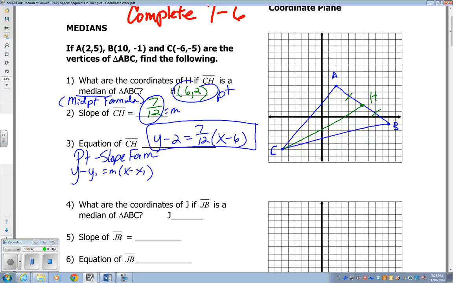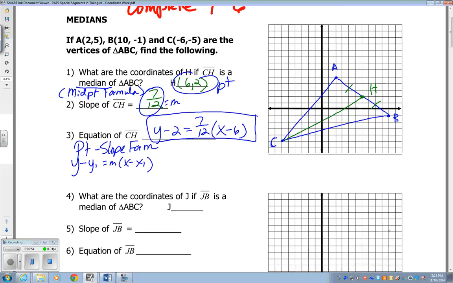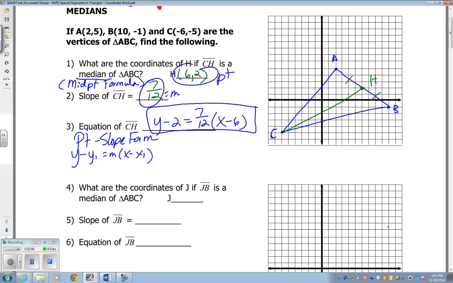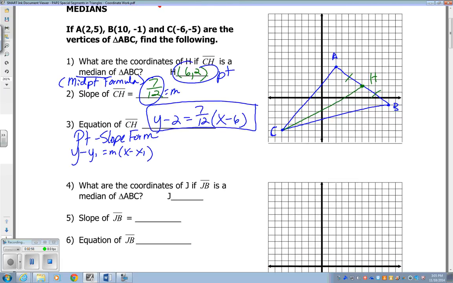Basically what I'm asking you to do is repeat the steps 4, 5, and 6. I'm going to use the same graph that we have up top instead of regraphing. What is the coordinate of J if JB is a median? So what side would J have to be on? Yeah, the AC side, because we're going to go from J to B, and B is a vertex.